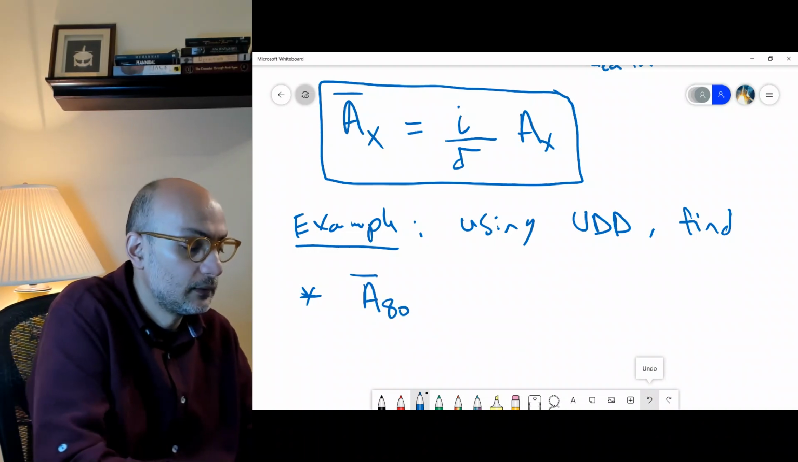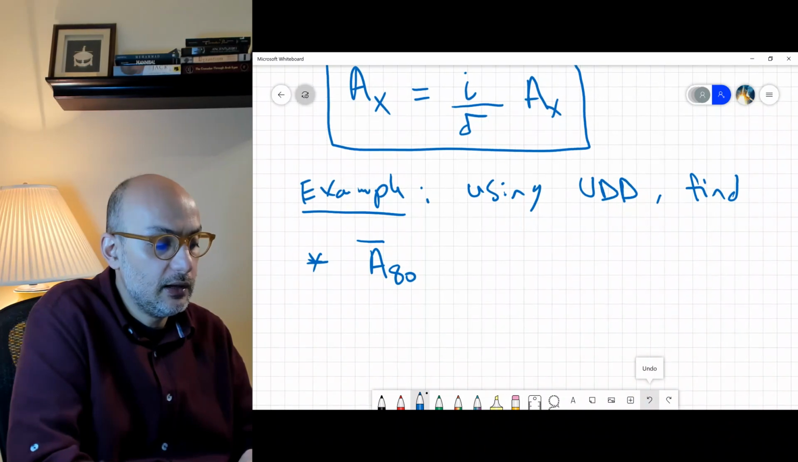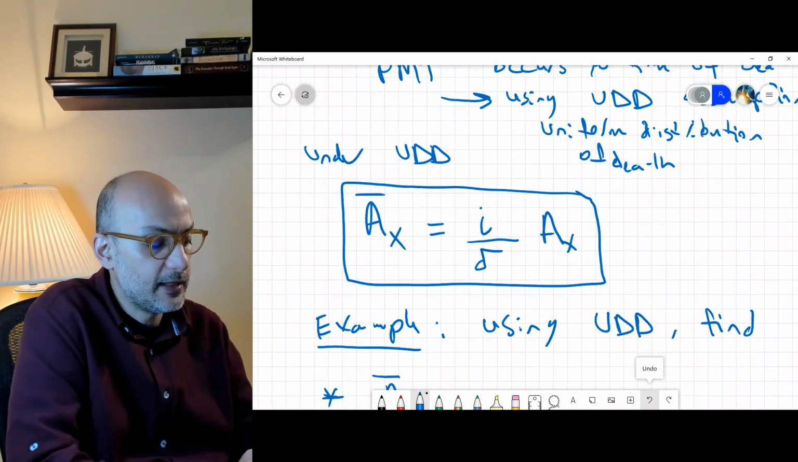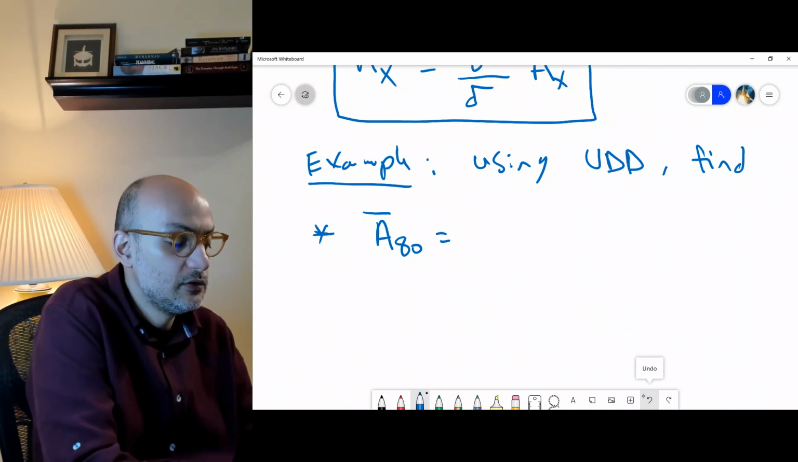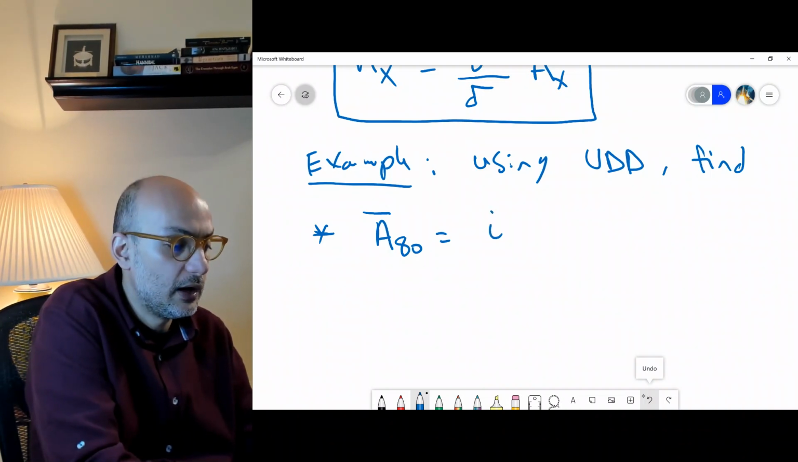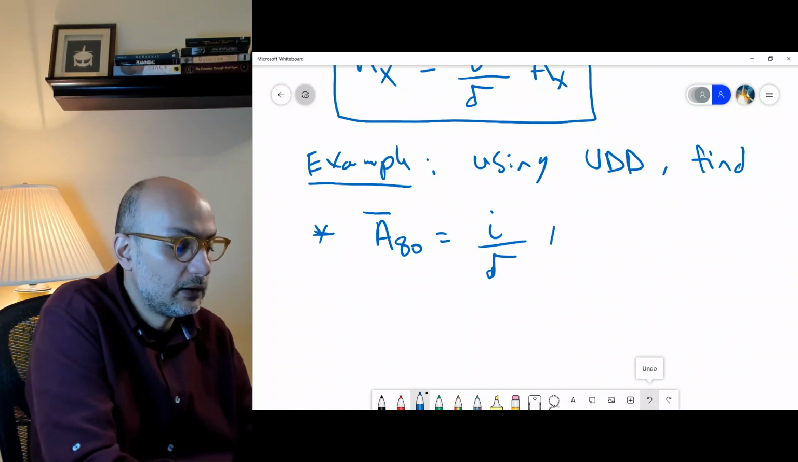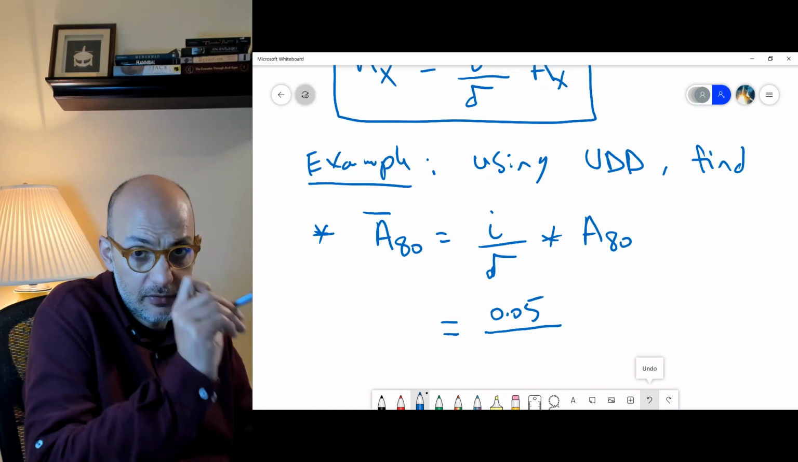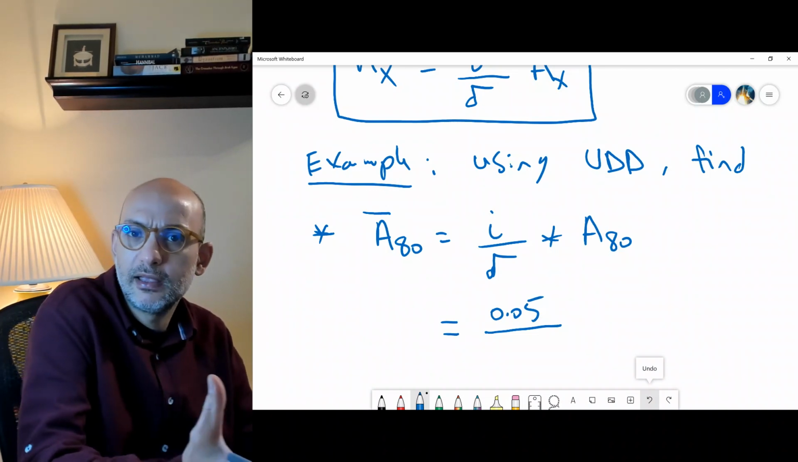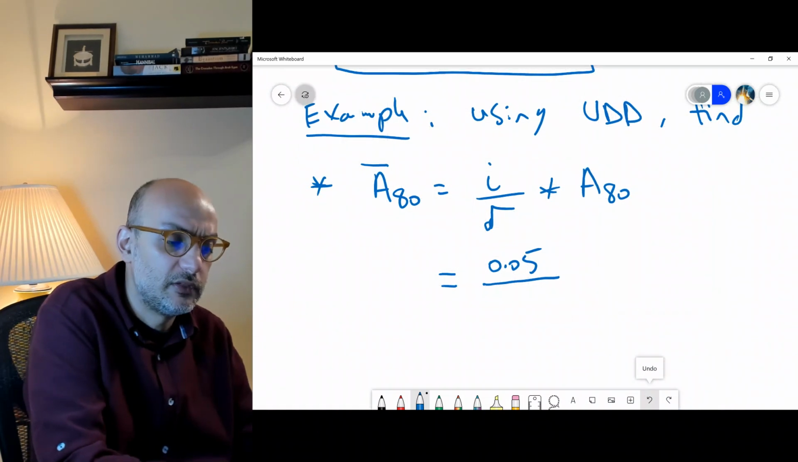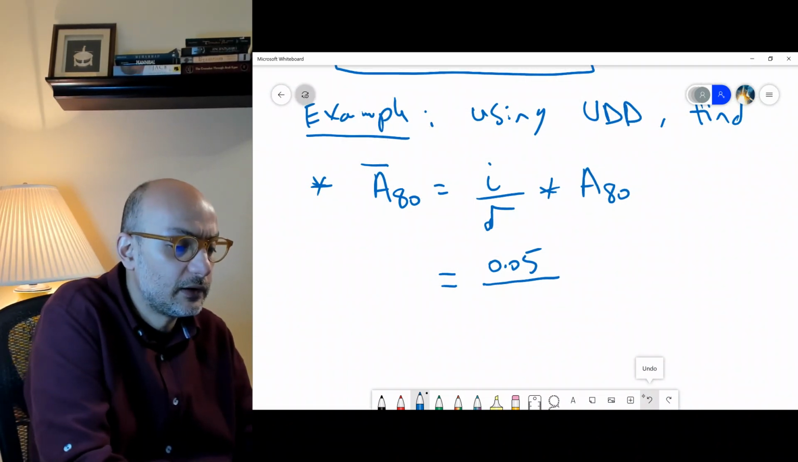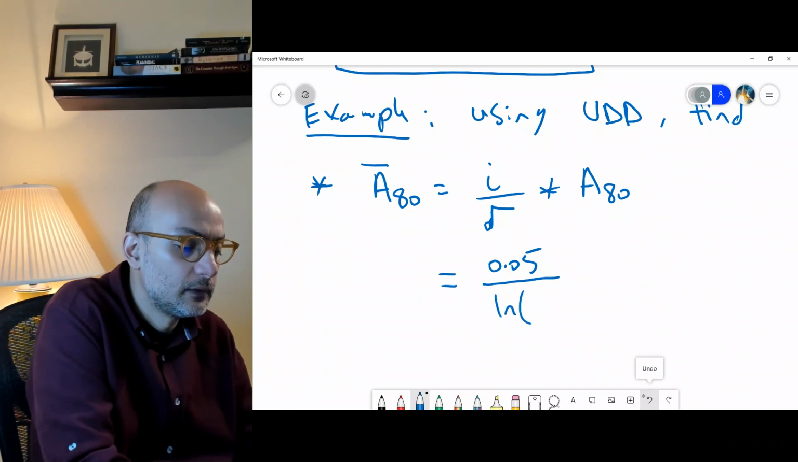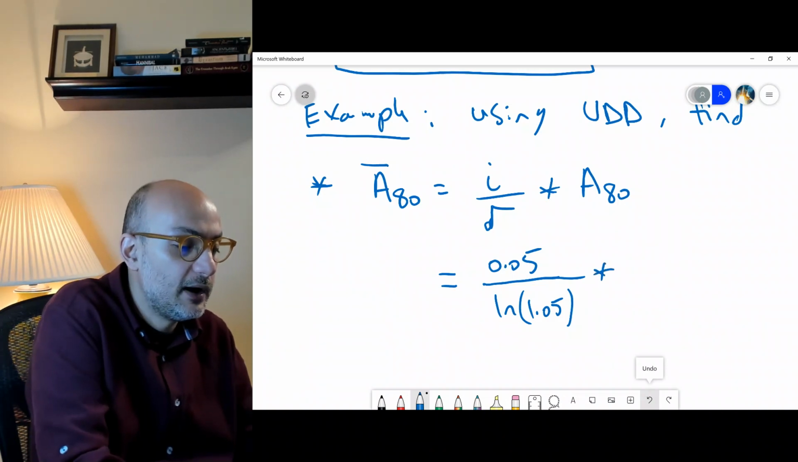If you go to the table, you don't have a continuous one. But what we know is that A bar 80, we can write using a uniform distribution of death as i over delta multiplied by A80. Now i is 0.5% because the life table is 5%. In an exam I can give you a different life table or a different number. And delta, recall, is ln of 1 plus the interest, ln 1.05, and now multiply by A80.